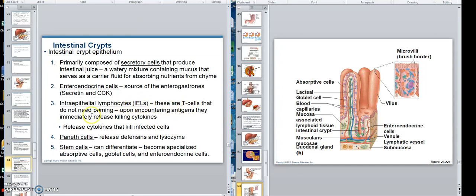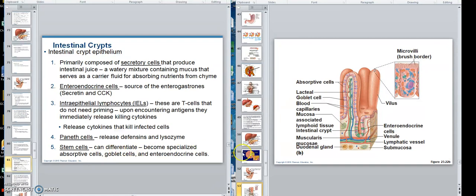You have the intraepithelial lymphocytes. These are T cells that do not need priming. That means they do not have to go through the priming aspect. They're ready to fight. We already talked about immune. Paneth cells. These again are defensive type cells. They secrete defensins and lysozyme. We talked about that in the immune.